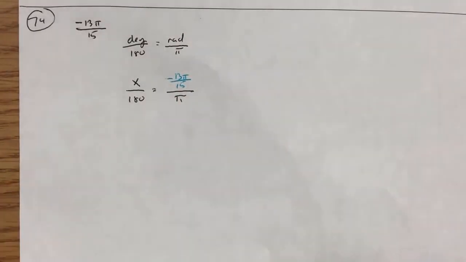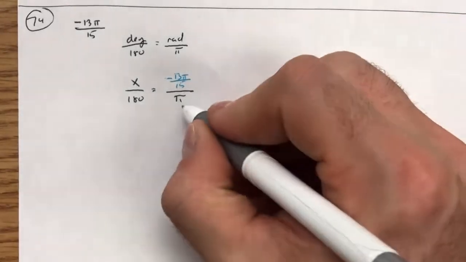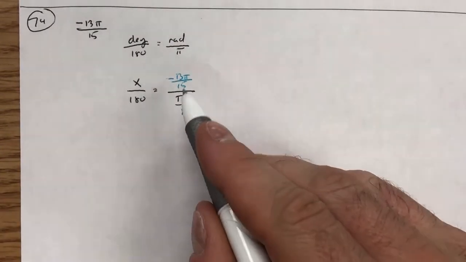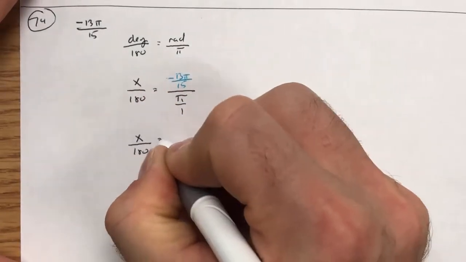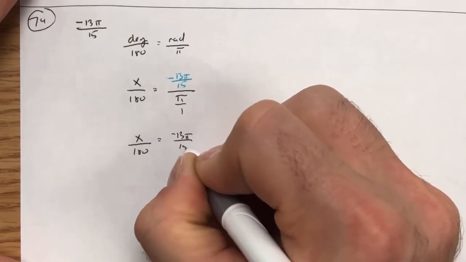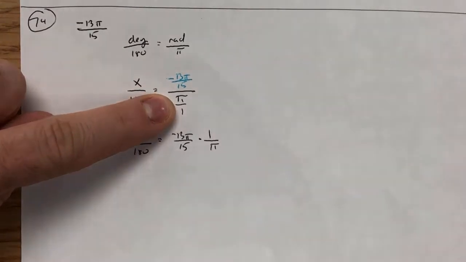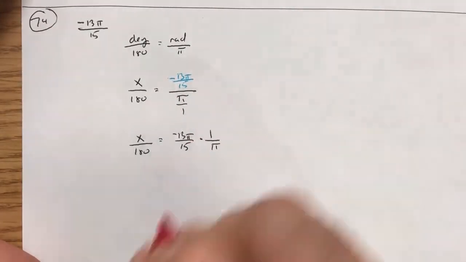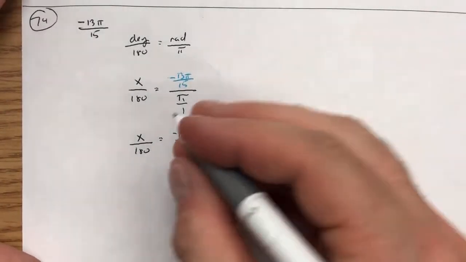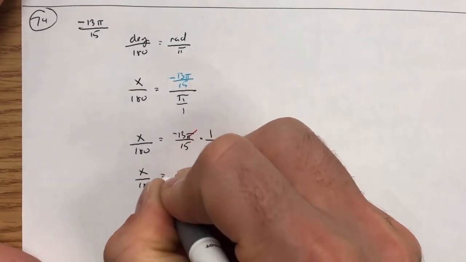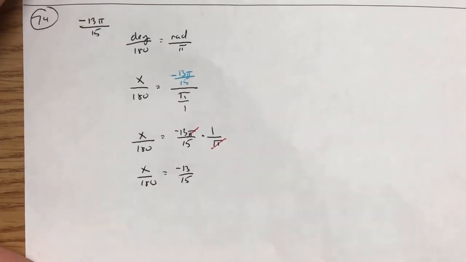Okay. So now this is a complex fraction. The way that I'm going to solve this is I'm going to keep the top fraction, change division to multiplication, and flip it. So I know this is really the equivalent of x over 180 is equal to negative 13 pi over 15, kept, changed, flipped. What that will allow me to do is cancel out the pi. So I just have negative 13/15. So I have x over 180 is equal to negative 13/15. If I wanted to solve this, I'd multiply both sides by 180.